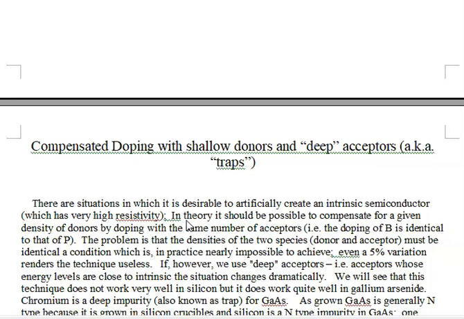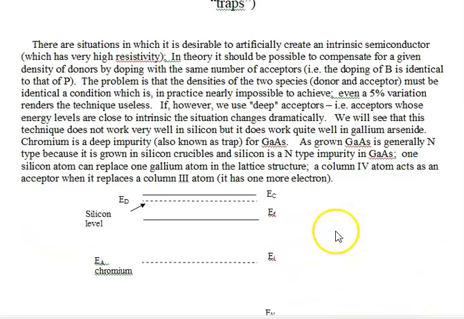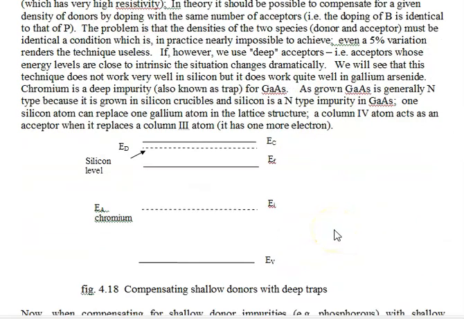The problem is that if I don't get it exactly right, if I'm even off by a few percent, the technique breaks down completely. However, if we use these things called deep traps or deep acceptors, then we can have a situation where the change happens very dramatically in the right way. Okay, so let's see how that works.